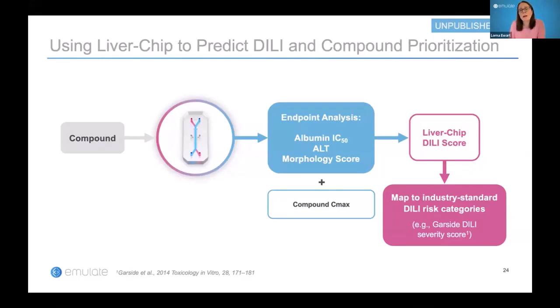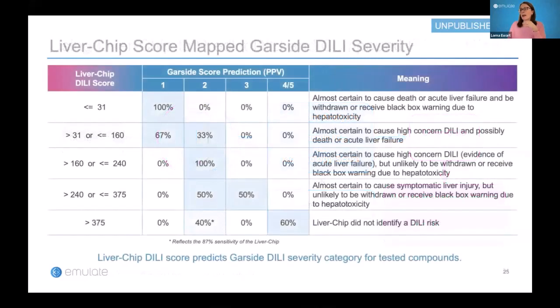And the nice thing about the liver chip DILI score is that we can map this to industry standard DILI risk categories to provide the user with some additional context on what the liver chip data may lead to. And that's what this slide really shows. So here, again, this is all unpublished data. We've taken the data from the 27 drugs that we tested in our liver chip, and we mapped the liver chip DILI score against the Garside score prediction. So this is a positive predictive value.